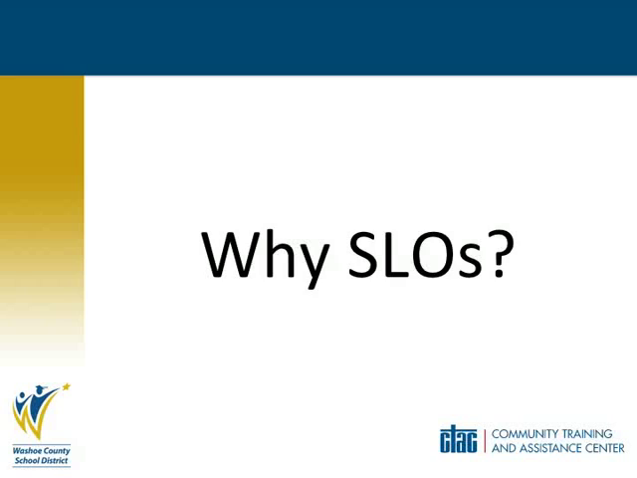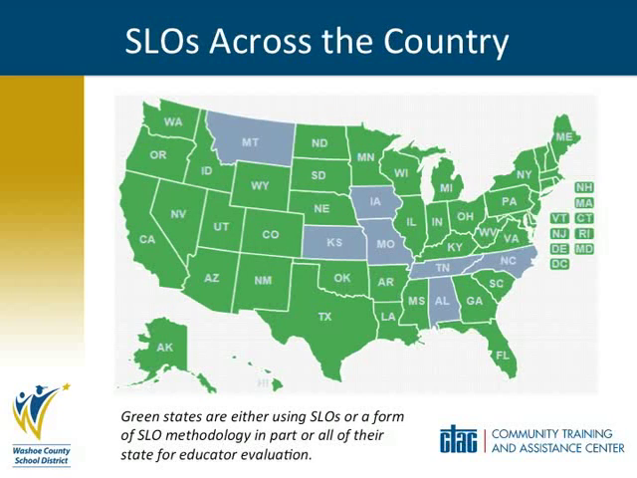Let's talk briefly about why SLOs are being implemented. Nationwide, districts in all green states are implementing some form of SLO methodology in their educator evaluation systems. SLOs began in Denver in 1999, spread to Austin, Texas, and continued in Charlotte, North Carolina, then expanded to dozens of more states. Districts in most states use SLOs as the measure of student learning in teacher evaluation.